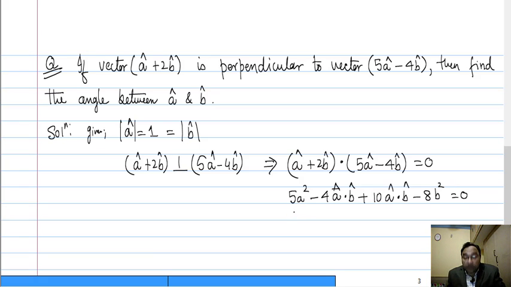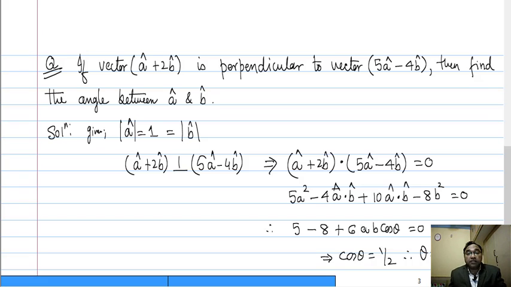Since a is a unit vector and b is also a unit vector, we get 5 minus 8 plus 6 times a dot b, where a dot b gives us ab cos of the angle between them, and this is 0. From this we can say cos theta is 1 by 2, therefore theta is 60 degrees. Cos is there, so it has to be 60 degrees. If it were sine, then half would be at 30 degrees. Therefore, the angle between the two vectors is 60 degrees.